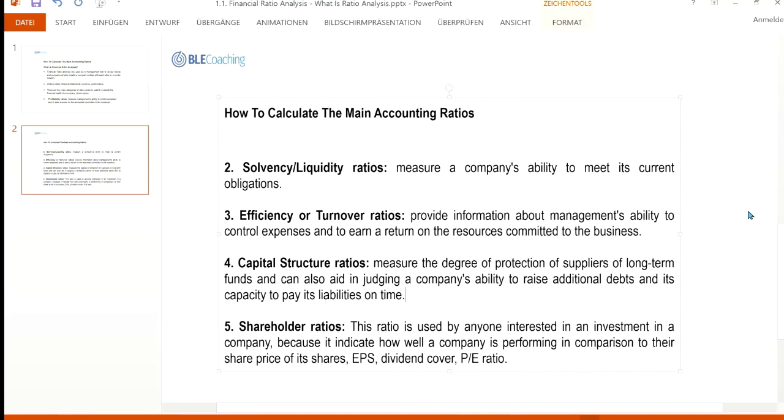The final one of the ratios is the shareholder ratios. This ratio is used by anyone interested in an investment in a company because it indicates how well a company is performing in comparison to its share price, earnings per share, dividend cover, and price earnings ratios.